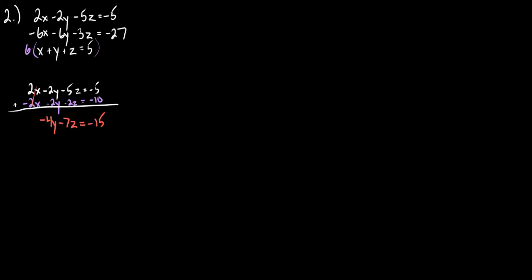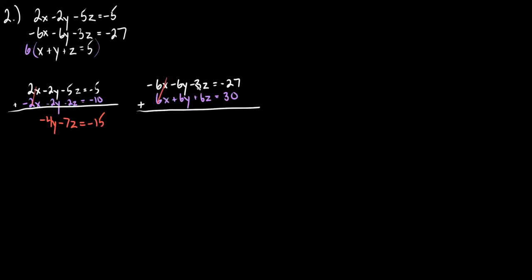All right, so I'm going to rewrite the second equation, -6x minus 6y minus 3z is equal to -27, and I'm going to multiply that +6 through the third equation. So that's going to be 6x plus 6y plus 6z is equal to 30, okay? And now I'm going to add these two equations together, okay? So -6x plus 6x, that cancels out. That's what we wanted, okay?